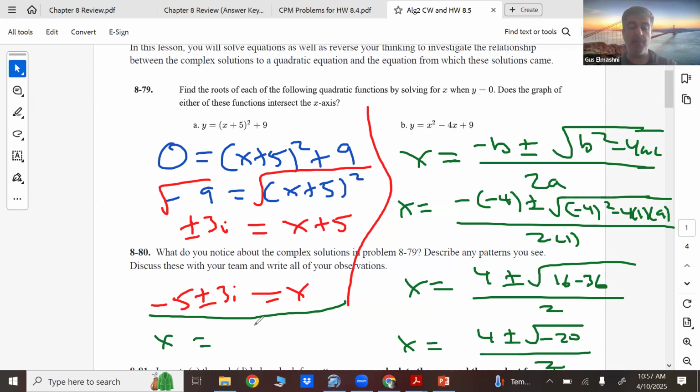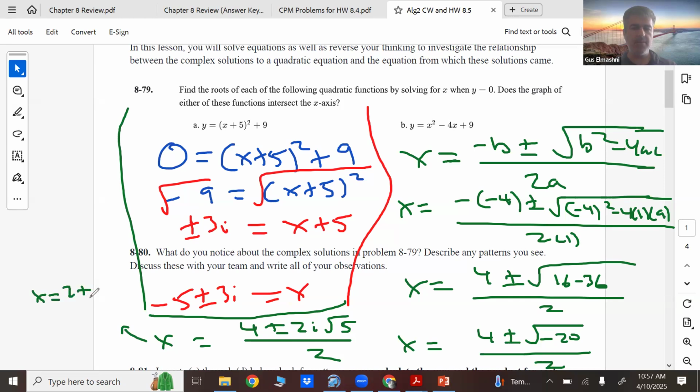And please simplify it afterwards too, if you can. Okay, anyone have an answer you want to share? No? Anyone have an answer they want to share? All right.